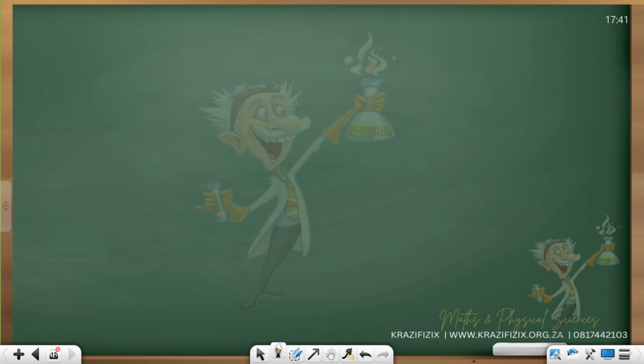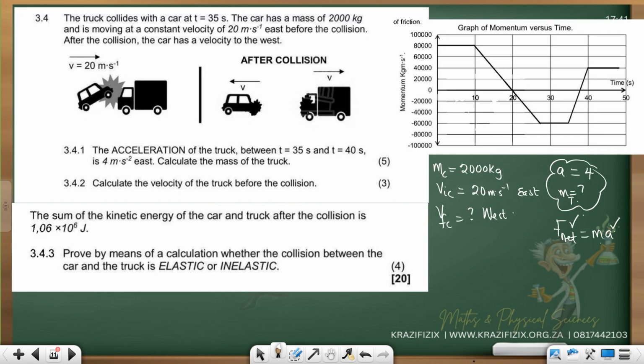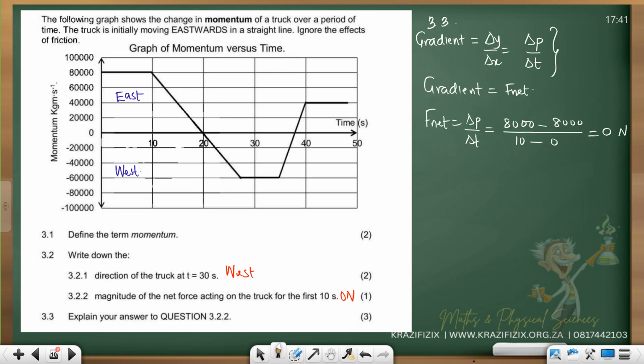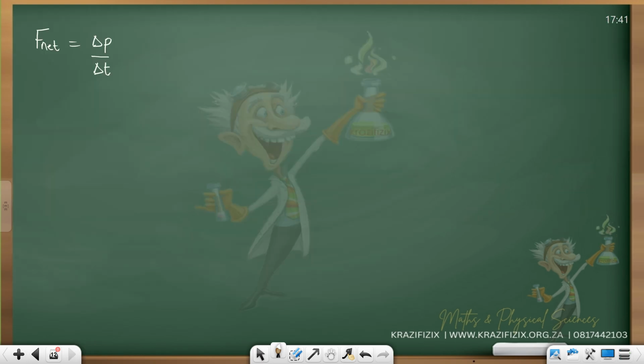We said, I need to get F net. Oh, wait. F net is change in momentum over change in time. Okay. But let's see something here. By the way, they told us, do we have time? They said between T35 and T40. So my time of collision is what? 5 seconds. Beautiful. All right. Our time of collision is 5 seconds.